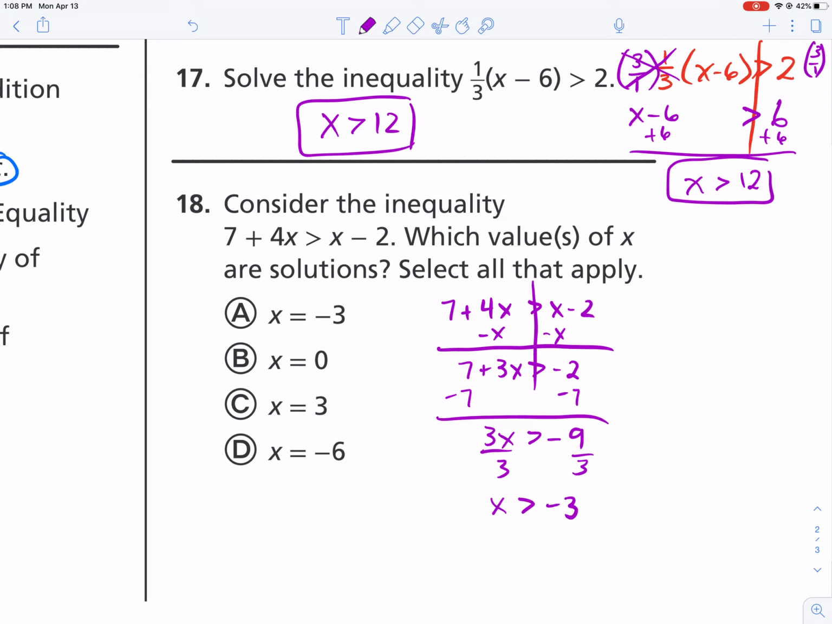And I end up with x, my inequality sign, negative 3. So you have to know if that's greater than or less than, or else it's going to be hard for you to get it. So I know it's not equal to negative 3, so it's not going to be this one. And that says, in our case, I want x greater than negative 3. Negative 6 is not greater than negative 3, but 0 sure is, and 3 is. So in this case, we would get B and C.